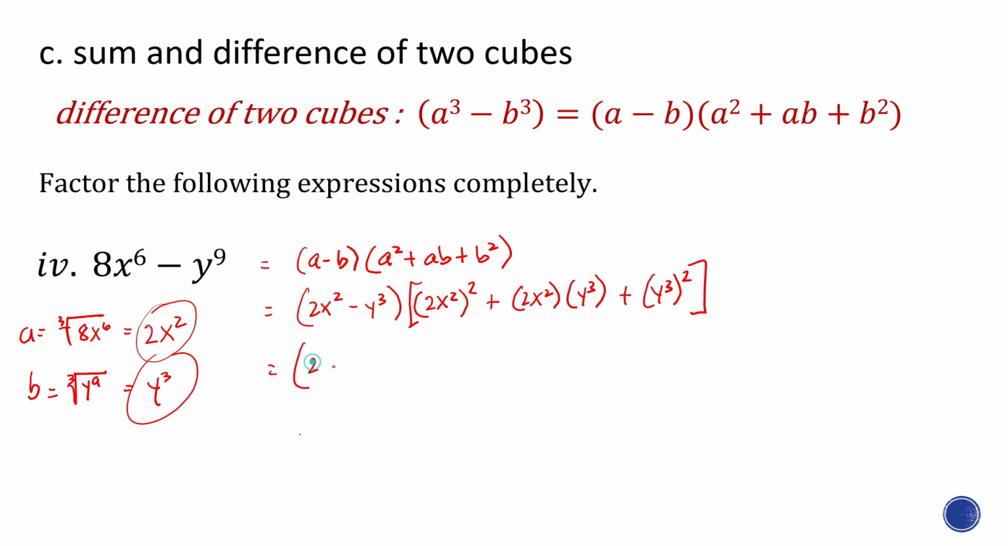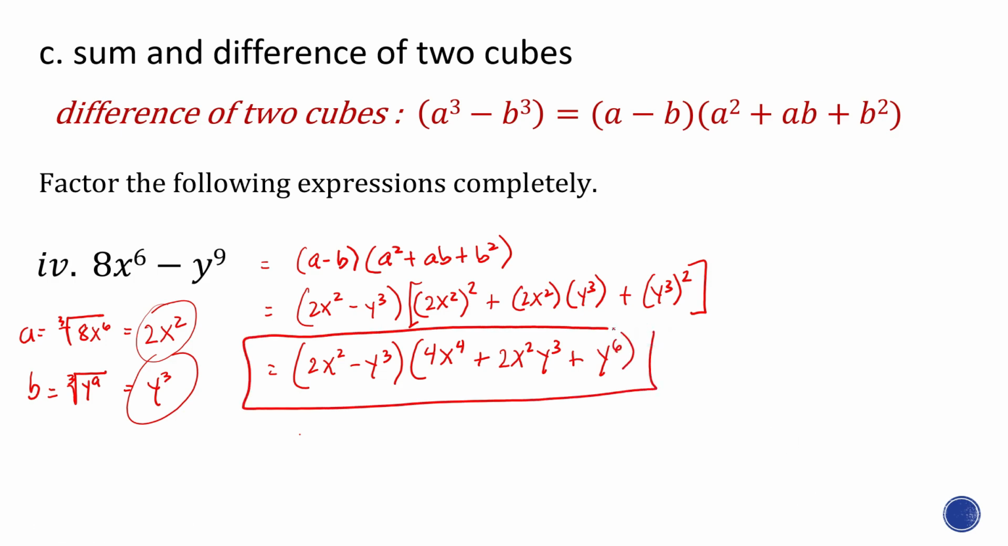So here the final answer is 2x squared minus y raised to 3. 2x square is 2 square, which is 4, and then x raised to 4. So this is 4, this is x raised to 4, plus 2x squared y cubed. And finally, y raised to, multiply 3 and 2, that gives you 6. So there you go. That's how you apply the formula for the factoring of sum and difference of two cubes. Thank you for watching.